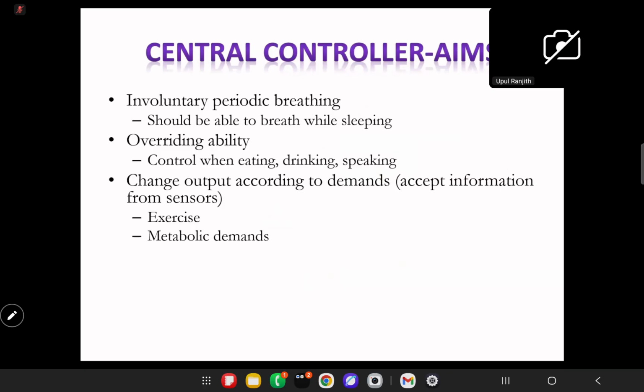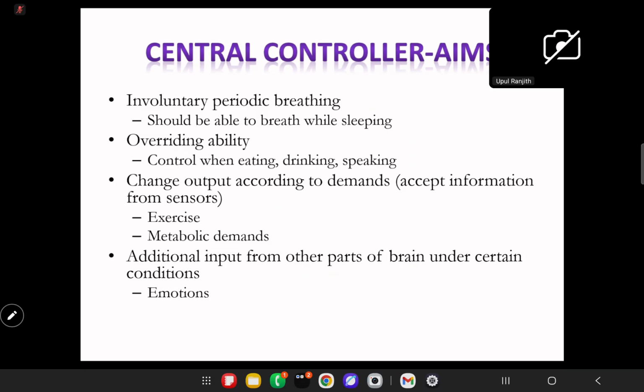Right. Then the change of output according to demand, right? According to the demand of your body. So you should be able to control your respiration. Therefore it has to accept information from the sensors. So it accepts information from the sensors and acts accordingly, during exercise and during various metabolic demands, like febrile illness or emotion.